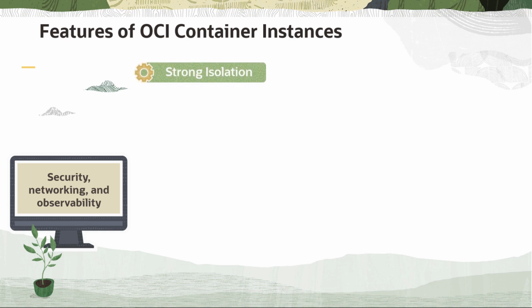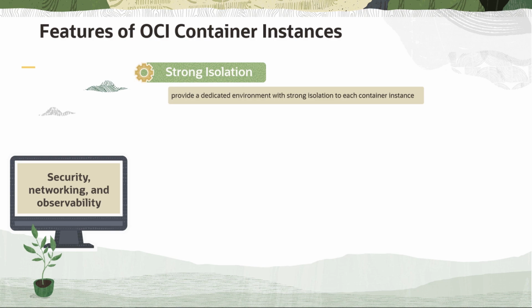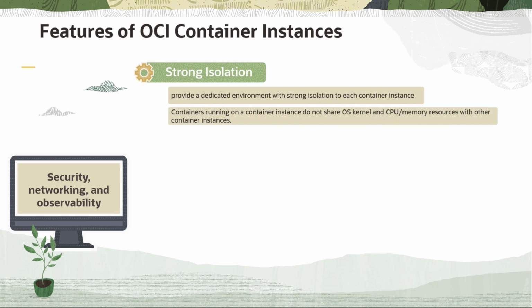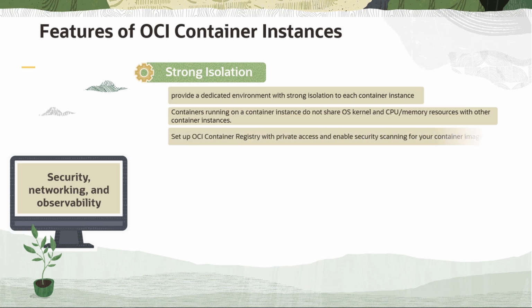Strong isolation. Container instances provide a dedicated environment with strong isolation to each container instance, same as virtual machines. Containers running on a container instance do not share OS kernel and CPU or memory resources with other container instances. This enhances your application's security posture without compromising on its performance. You can also set up OCI Container Registry with private access and enable security scanning for your container images.